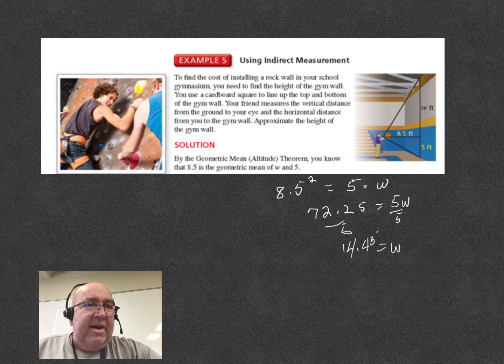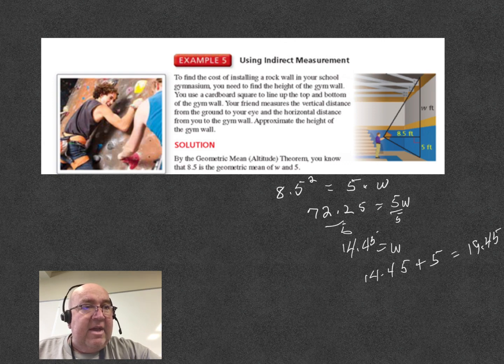We want to find the height of the wall, which is going to be 14.45 plus 5, and that's going to equal 19.45, and the unit's going to be feet.